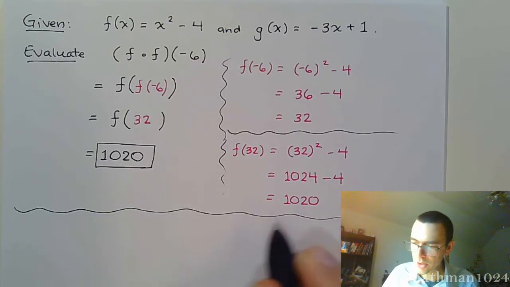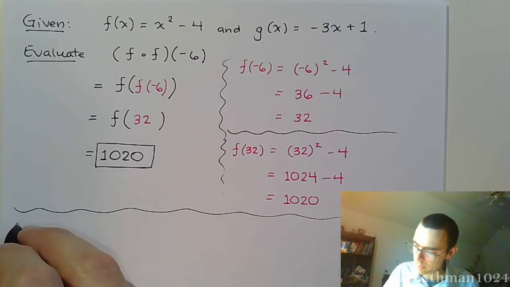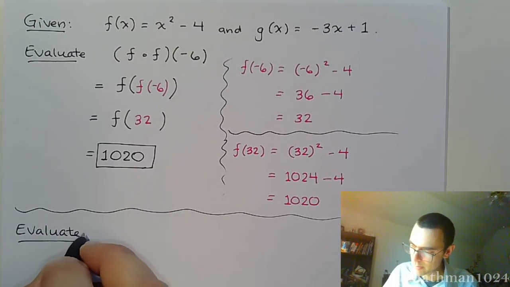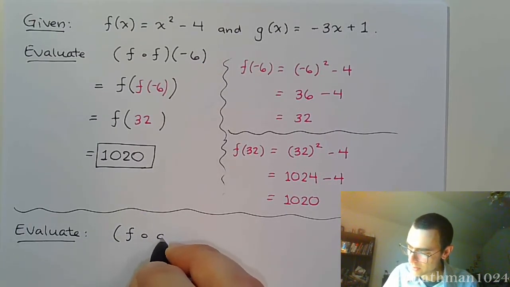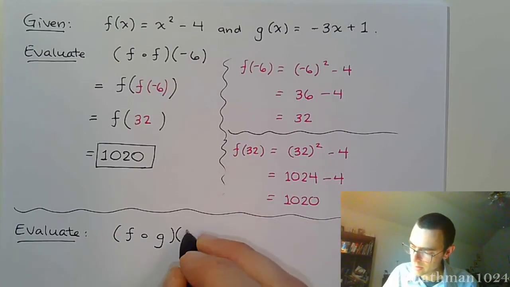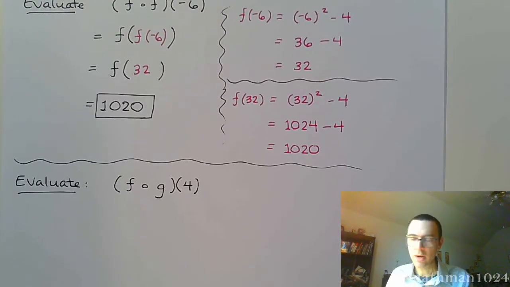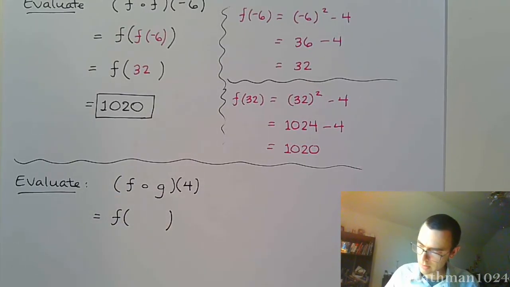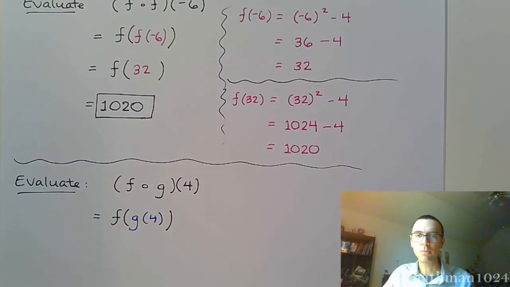And let's just do one more. All right. And let's use the g this time. I felt bad for him. So let's do f of g of 4. All right, so f of g of 4 means f of g of 4.